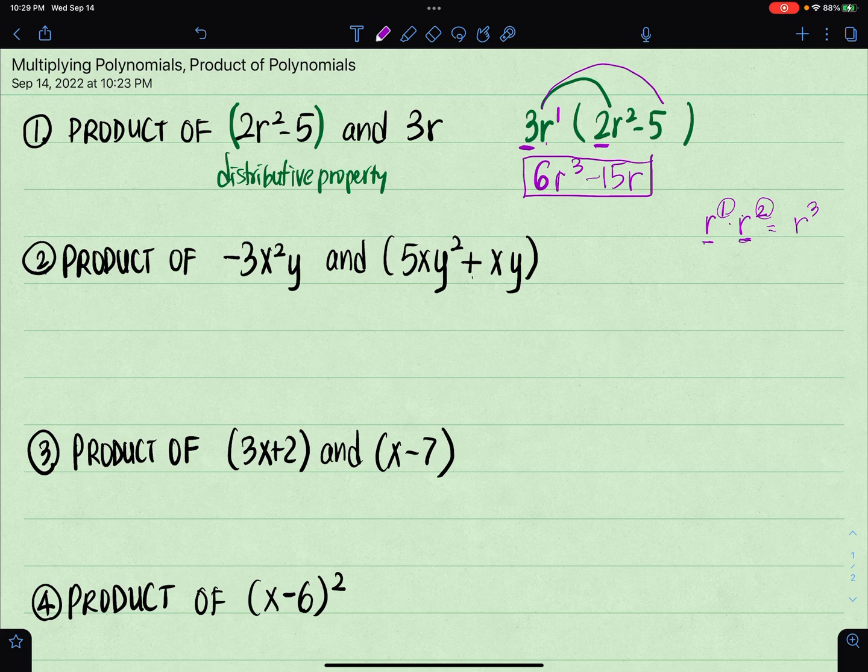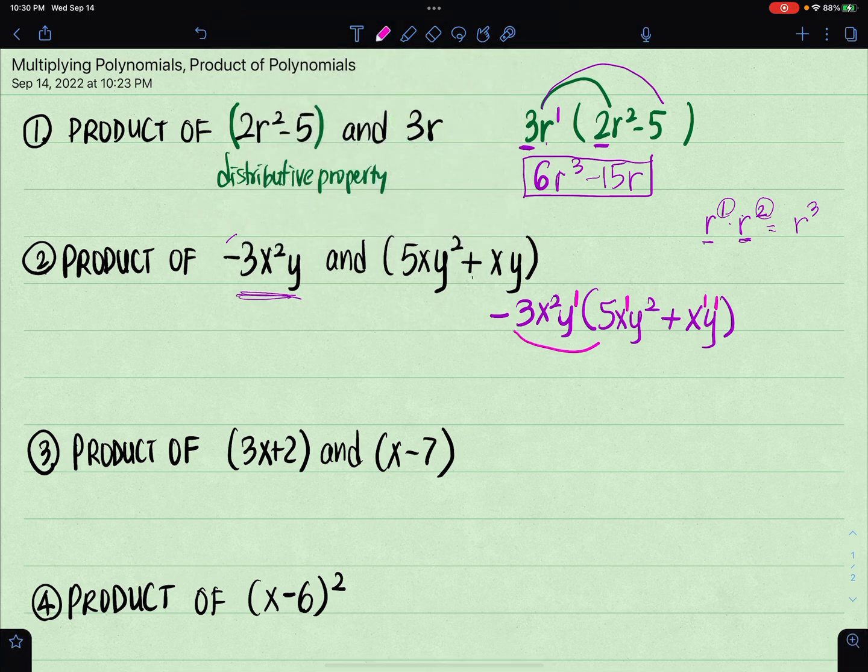Next part, we want to find the product of negative 3x squared y and this. So once again, when we write this, we're going to write the shorter one first. So I'm going to write this part first. Negative 3x squared y times 5xy squared plus xy. Now, if you notice, there's a lot of variables going on here. So if I were you and I'm missing a number, I'm going to put that invisible one. So let me go ahead and do that. And so we're going to distribute negative 3 times 5 is negative 15.